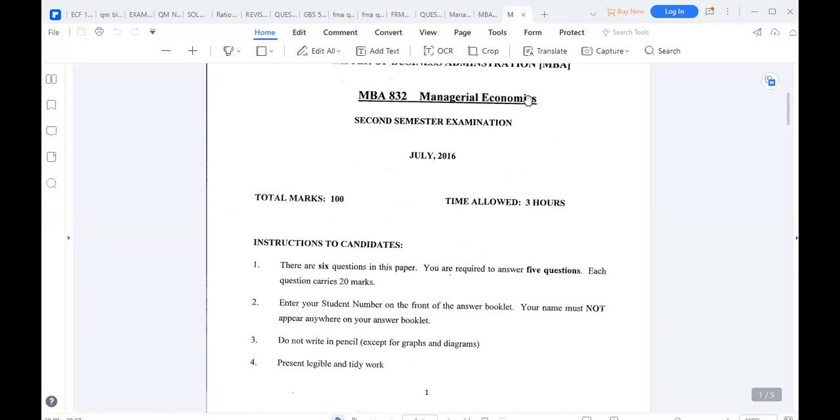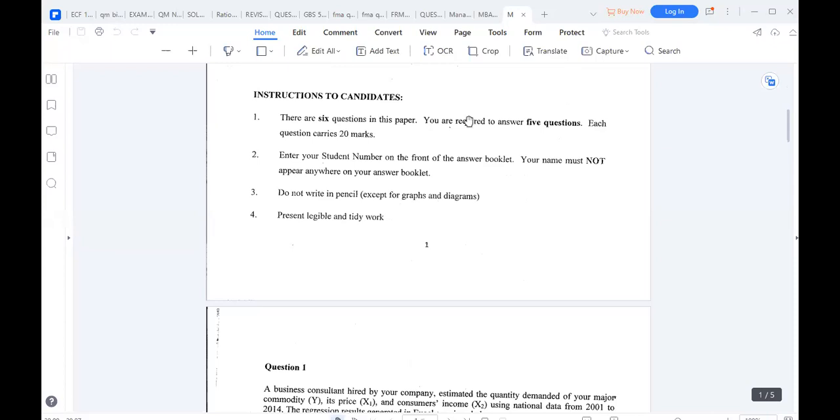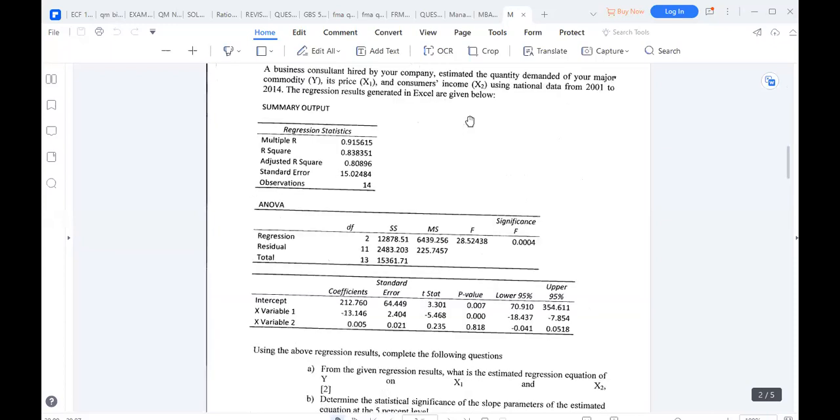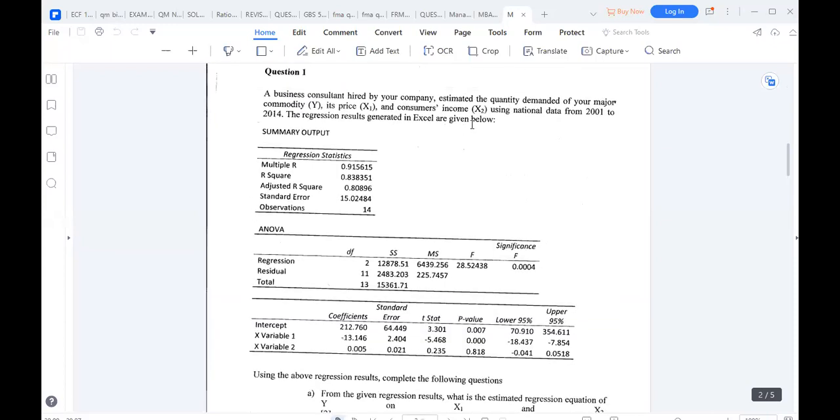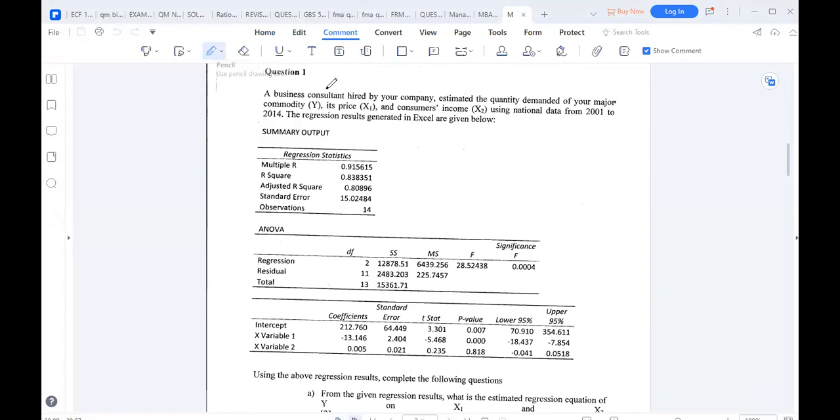Our revision will be based on the 2016 July paper. We're going to look at a few selected topics. To start with, we're going to look at an output analysis of a regression ANOVA table, where we're going to give an interpretation of the results that will be produced.